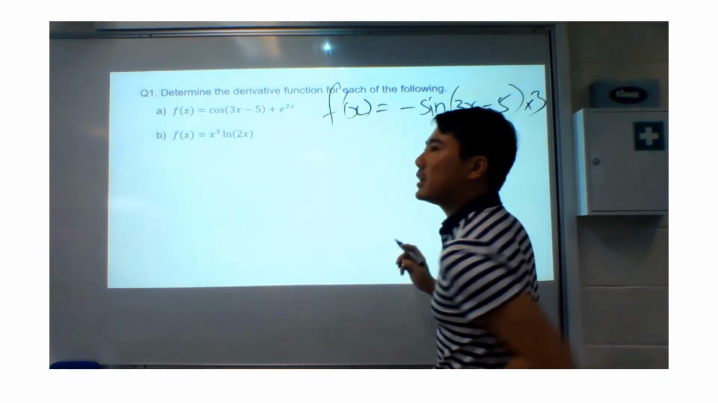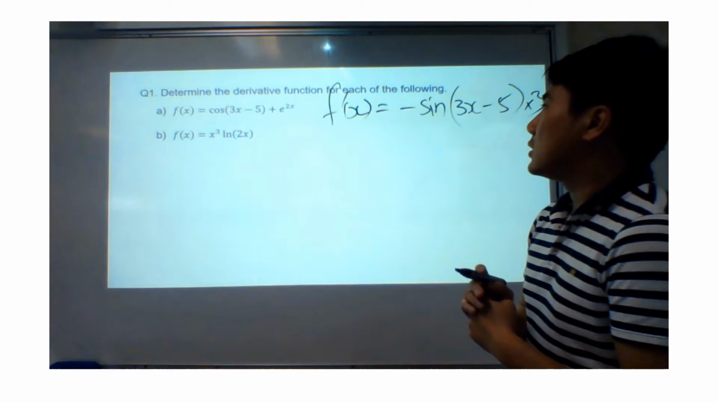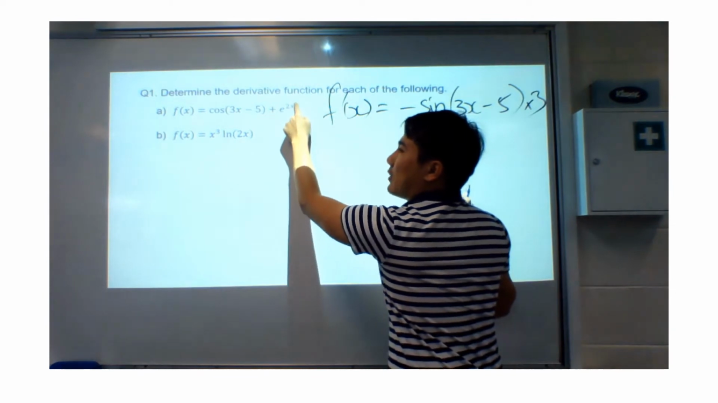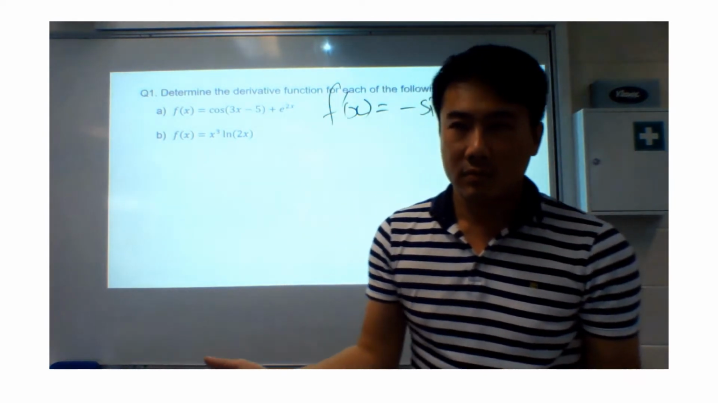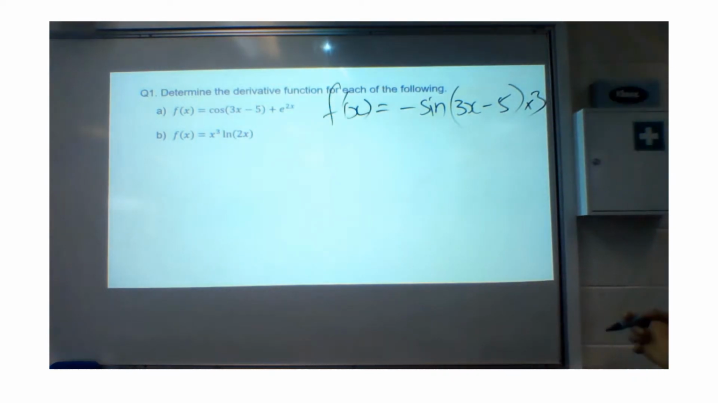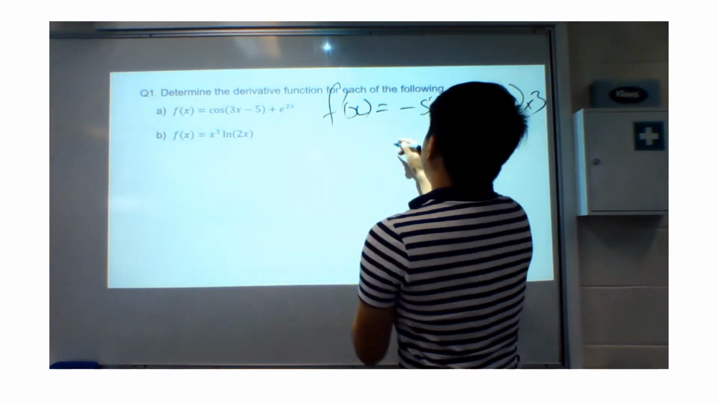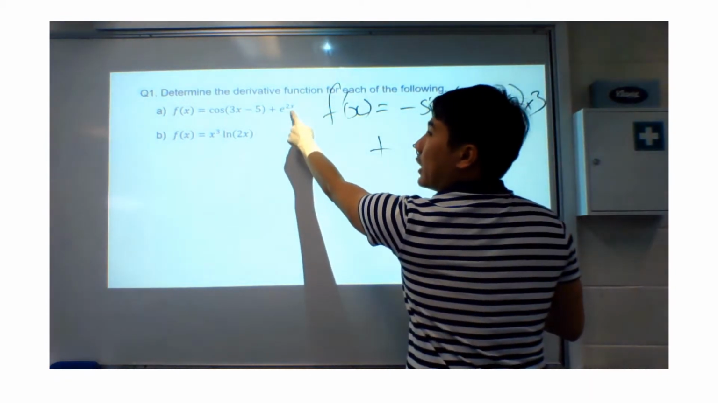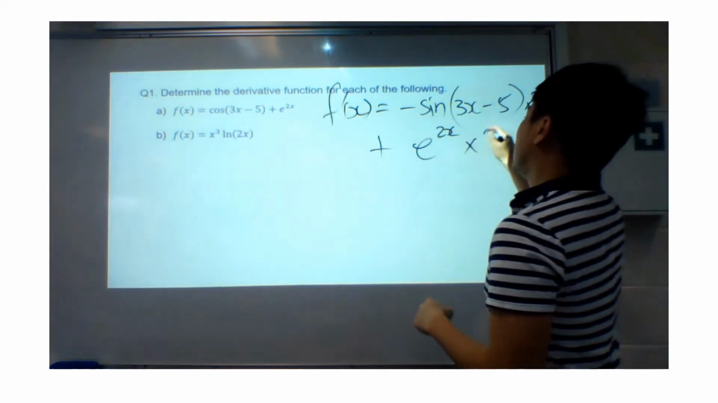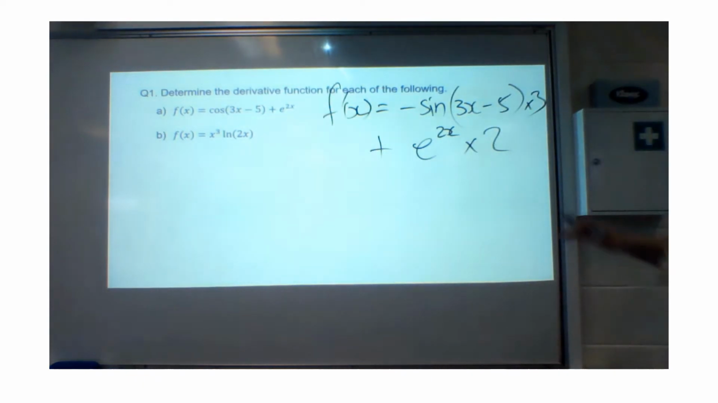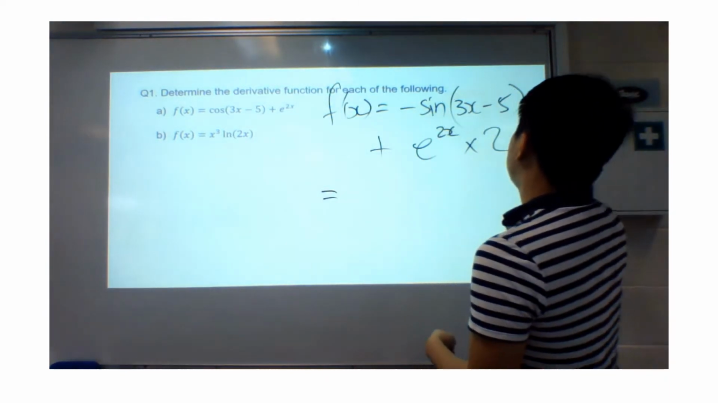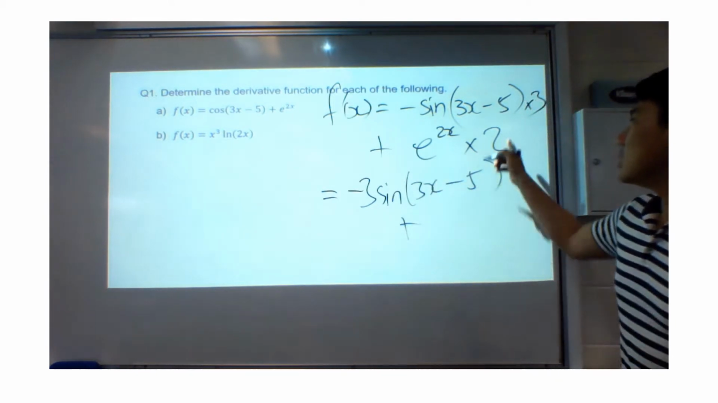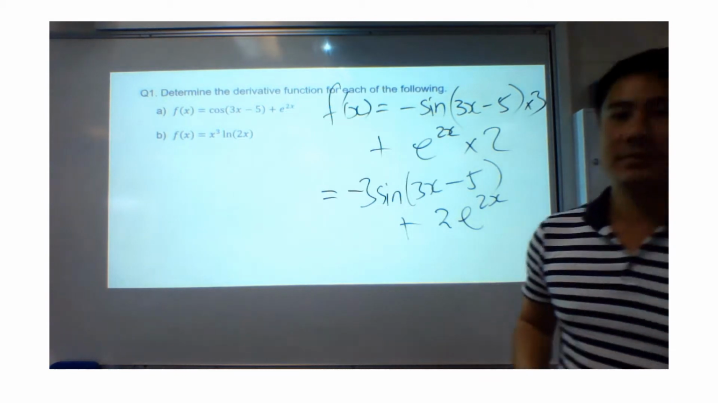Let's look at the second term, e to the power of 2x. If we want to differentiate an exponential function, it stays the same, but in this case, it is an e to the power of 2x. So which rule do we have to use? Exactly, we need to use chain rule, okay? So that becomes plus e to the power of 2x. We need to multiply it by the derivative of 2x, which is just 2, times 2. Okay, and then you can tidy it up a little bit, equals negative 3 sine 3x take 5 plus 2 e to the power of 2x.